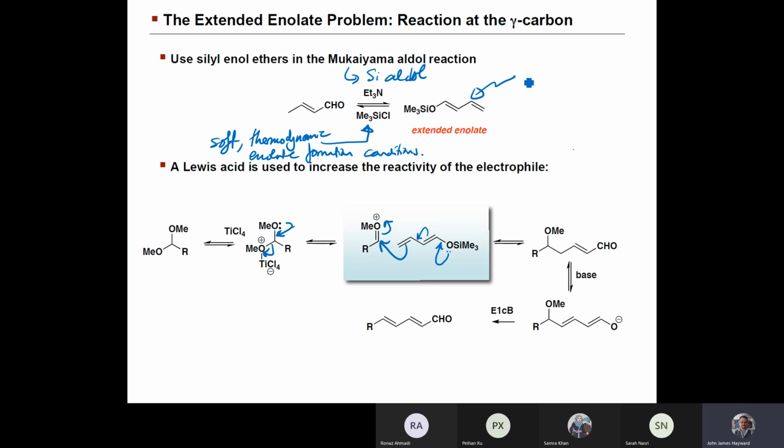The TMS dienol ether is relatively unreactive. We need a very reactive electrophile for the reaction to work. So an aldehyde wouldn't be reactive enough on its own. That's why we have this acetal being used.